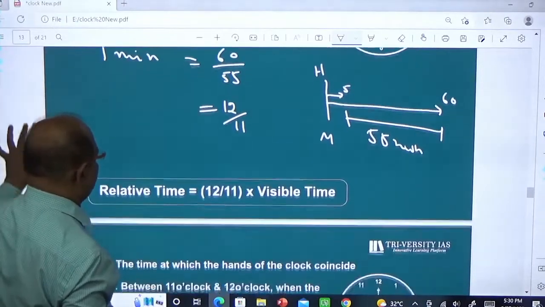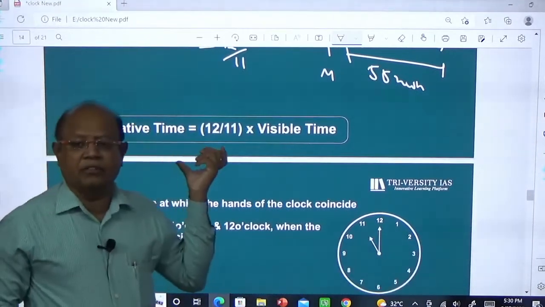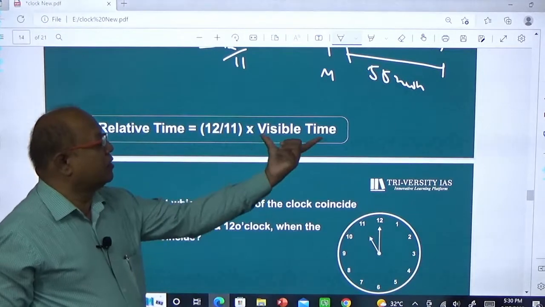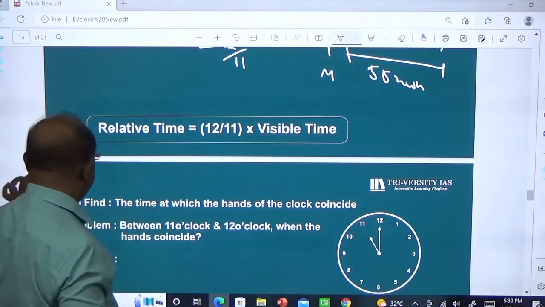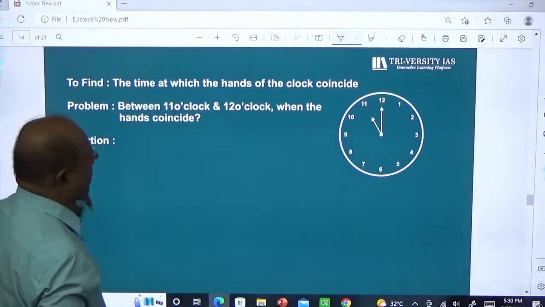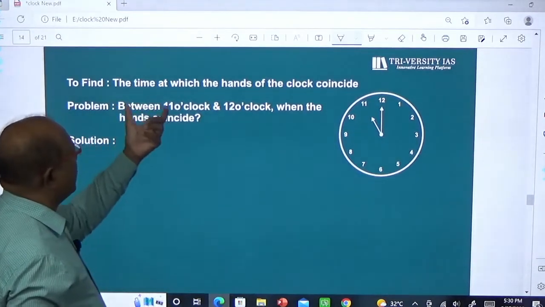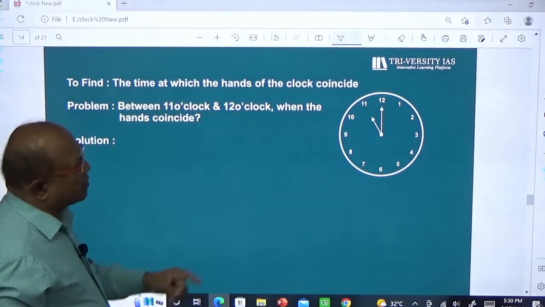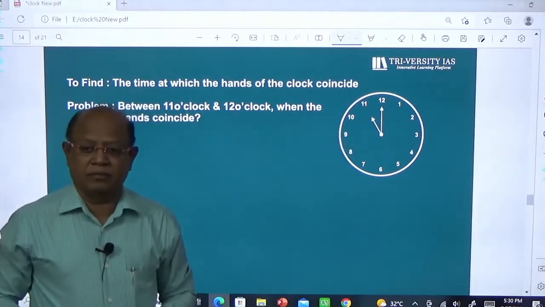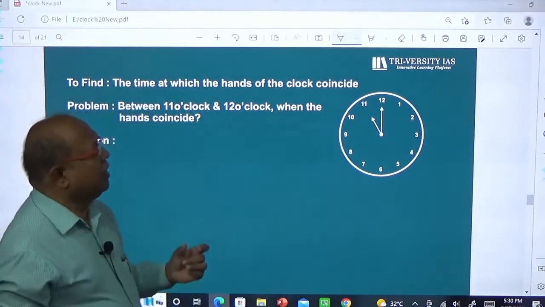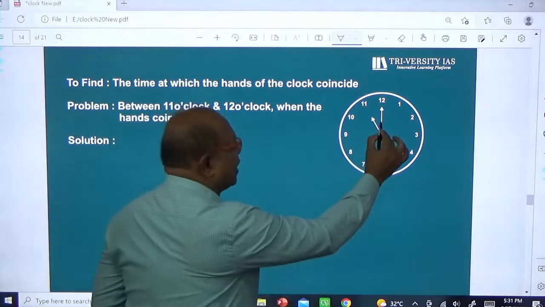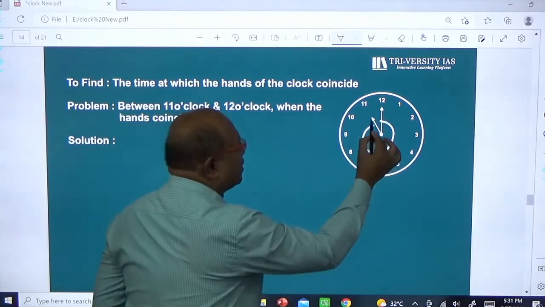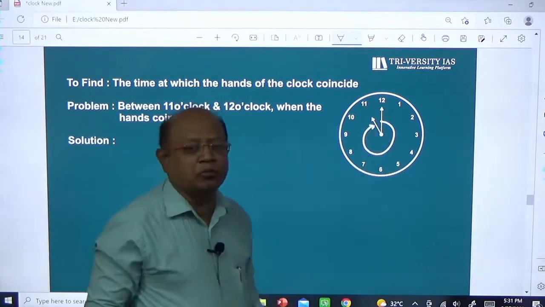See here the relative time. How to get the relative time? Multiply the visible time by 12 by 11. Now let us see based on this, the time at which the hands coincide. Suppose 11 o'clock. Now when will they coincide? As the smaller hand is at 11, the bigger hand has to come to 11. That means it has to move 55 minutes.